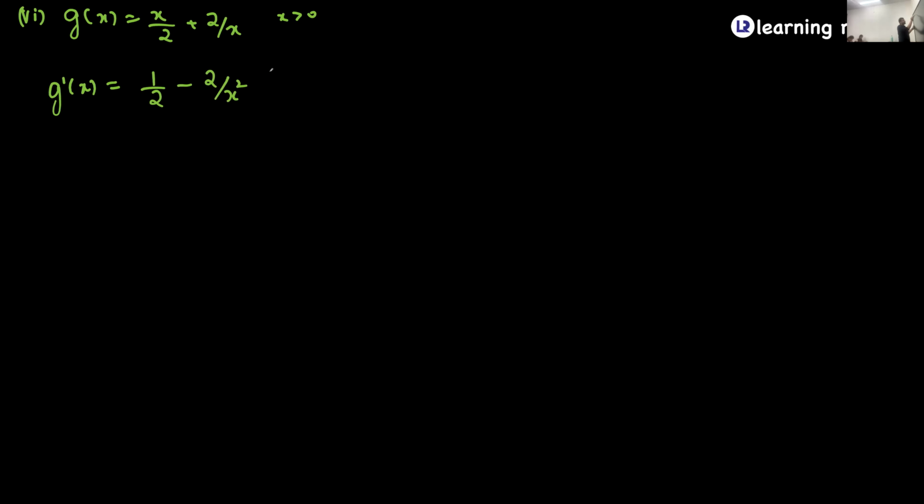So if I equate this to 0, we get x square is equal to 4. So x square minus 4 is equal to 0 is what you're going to get, which implies x is equal to plus or minus 2. So the critical points are plus 2 and minus 2. So what is g double dash of x? It is going to be 0 minus 2 into, what is the derivative of 1 by x square?